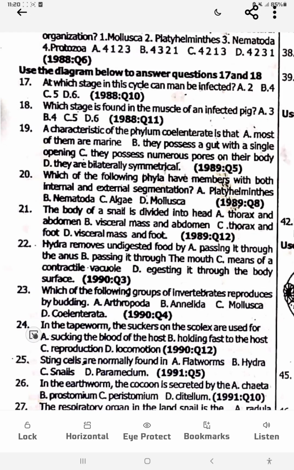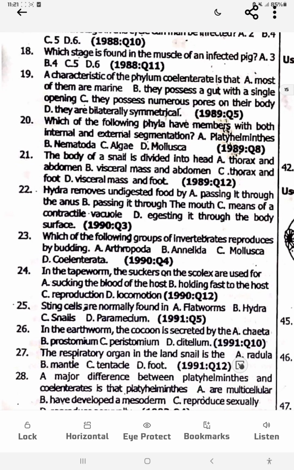24. In tapeworm, the suckers are used to hold fast. Option B. 25. Stinging cells. Since stinging cells are normally found in the Hydra. They ask so many questions about Hydra. I think you see now. That's why most times you need somebody to guide you. Because if you carry a textbook and read this chapter, nobody will bring questions from where it is not exciting. So the place where they bring questions from is where it was. Now this Hydra, so 25. Option B. And write for me, the sting cell of a Hydra is called cnidoblast.